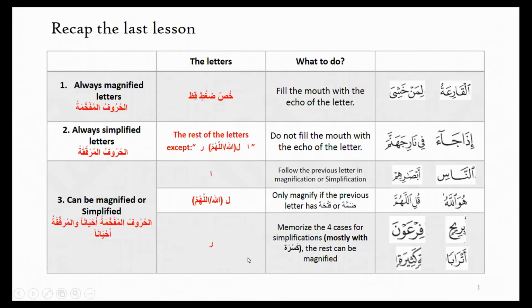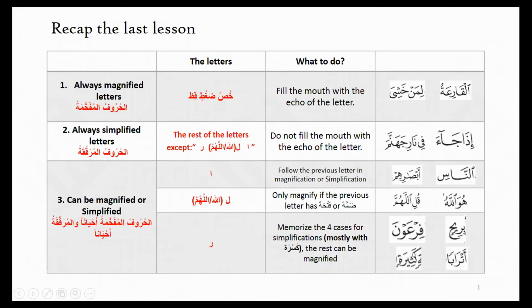And ra, my advice is to memorize the 4 cases for simplification, mostly with kasra, that we had last lesson, and the rest can be magnified. So here, if it's kasra, it will be muraqqaqa. Fir'aun, because before this is kasra, it would be muraqqaqa. So these 2 are ra muraqqaqa. Here, because it's with fatha, it will be mufakhama. Atraba. And again, ra with fatha will be mufakhama. Kathira. These are just examples.